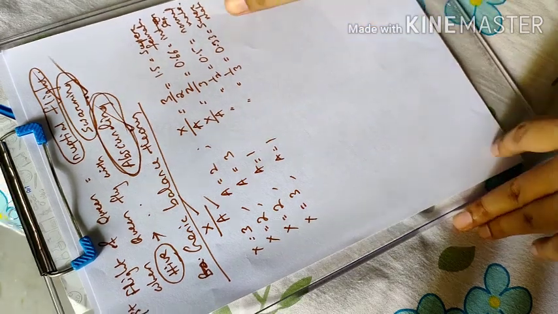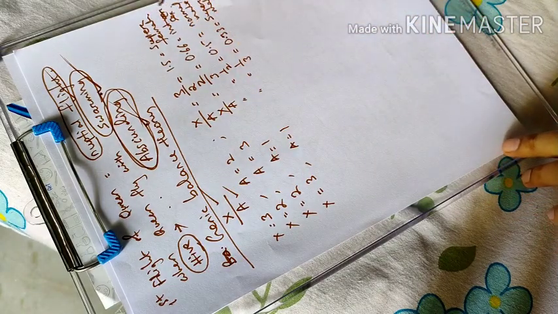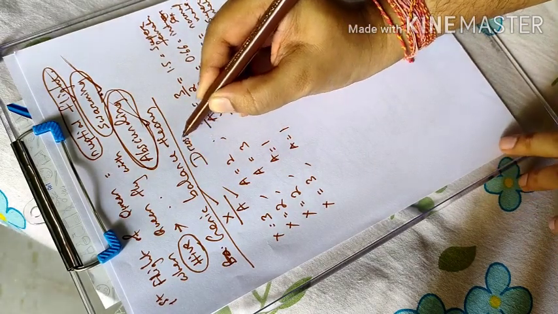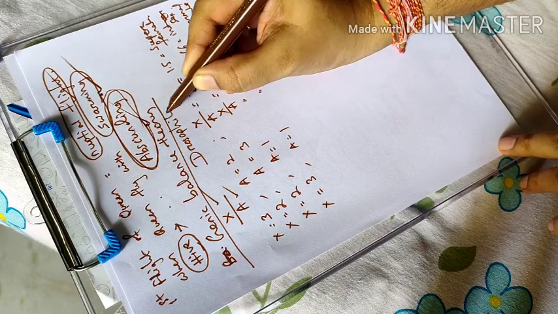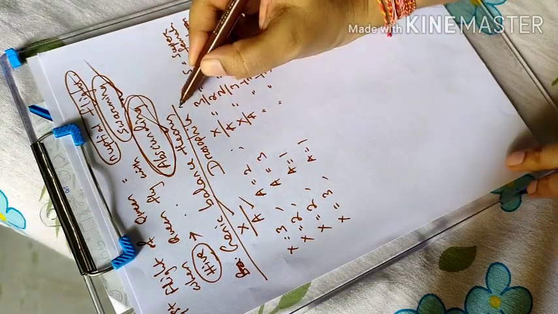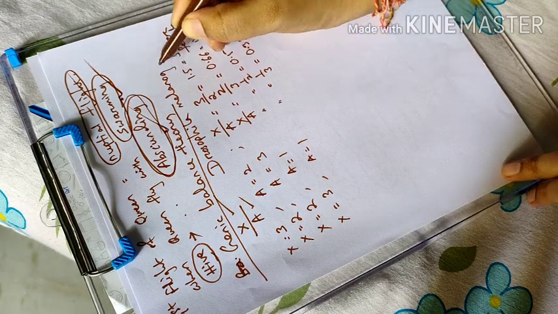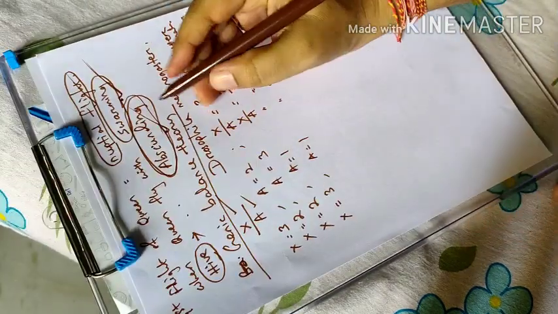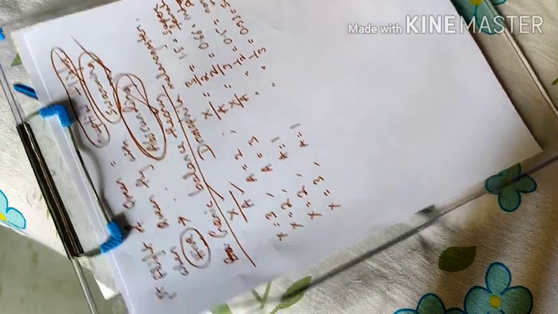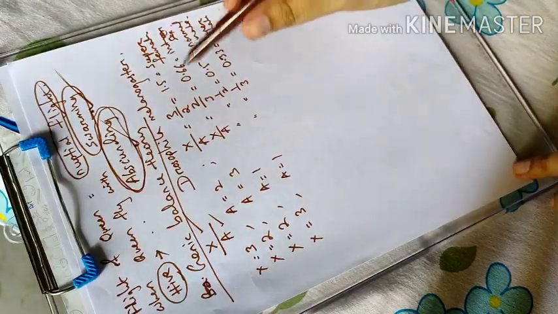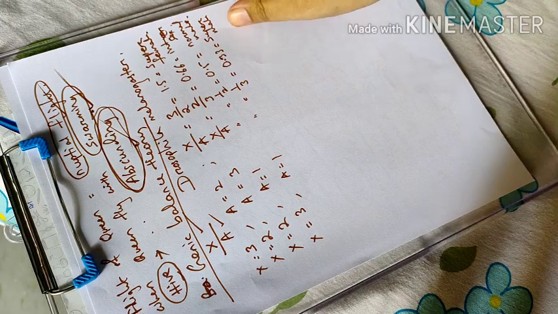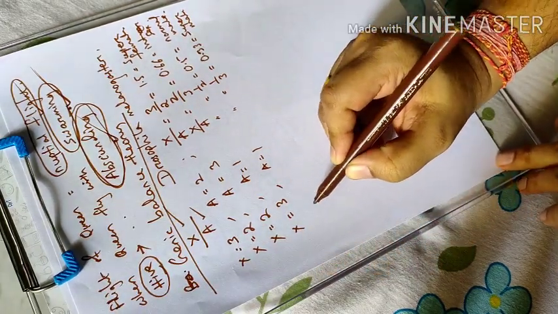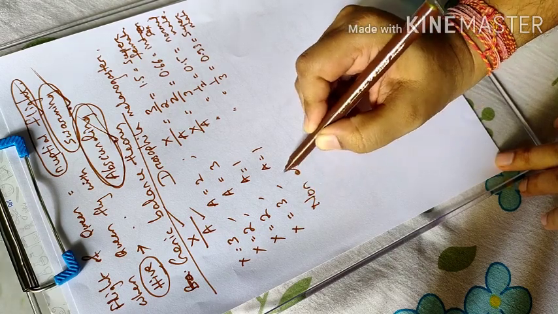This ratio and these individuals are in case of Drosophila melanogaster. Okay, now the question is, why do these individuals develop? These individuals develop due to non-disjunctions.